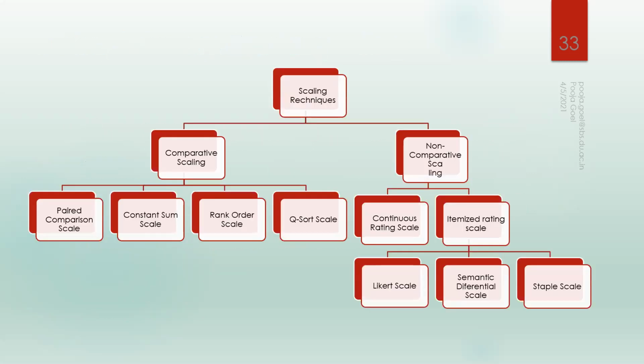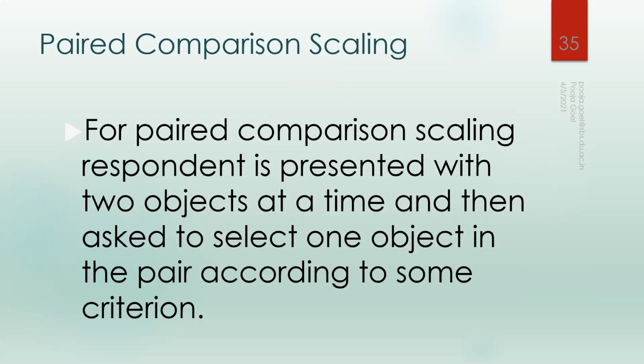Within this comparative scaling, the first scale is the paired comparison scale. In the paired comparison scale, as you can read, the respondent is presented with two objects at a time. Simultaneously, he has to give the preference between the two, rather than being given five or six options, or three options. We give him just two options at a time, and we ask him which to prefer between these two things. Then, after giving these different pairs, we count how many times he has given preference to X, and then we find out which one he is preferring.